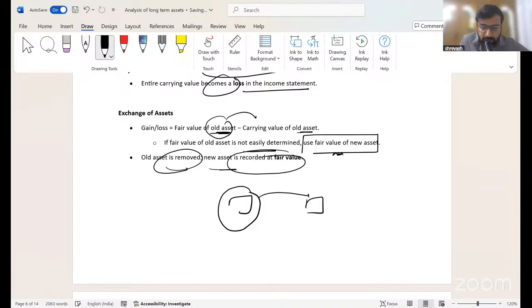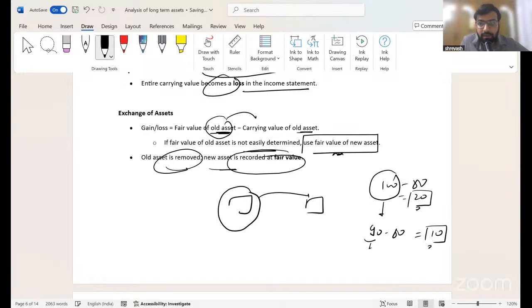So, sir, the fair value of the asset that I had given up was 100 and the carrying value was 80. I have a gain of 20 on the exchange. And if the fair value of the old asset is not available, I'll take the fair value of the new asset, which is let's say 90, minus 80. That will come to 10. 10 is my gain. So 90 is the fair value of the new asset, 80 rupees is the carrying value of the old asset. I will get 10 rupees as gain. And sir, the new asset will be recognized at the fair value of the new asset, which is 90 rupees.